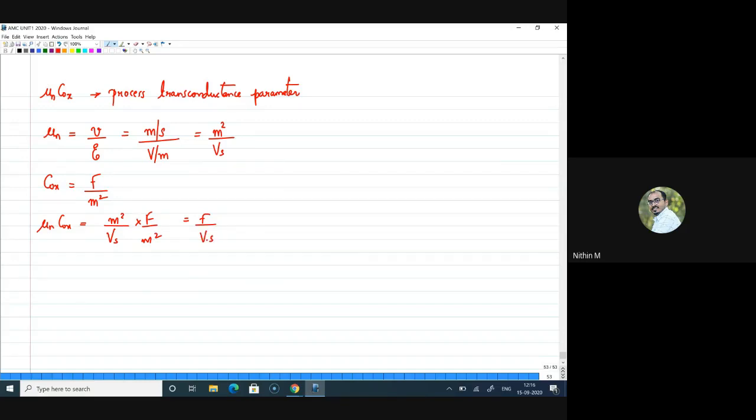Now I hope you understand this. Farad per second can also be written as ampere per volt. How will I do that? You can try that out. So that means mu n Cox will have a unit of amps per volt square. So this mu n Cox is called the process transconductance parameter, which has a unit of amps per volt square. When we use this in our calculations, it will be in terms of microamps.